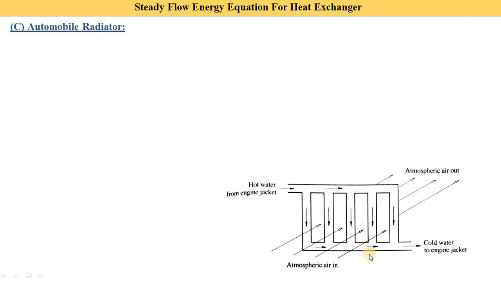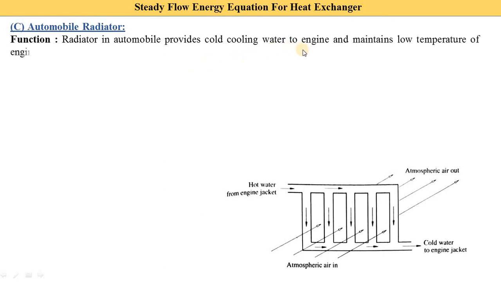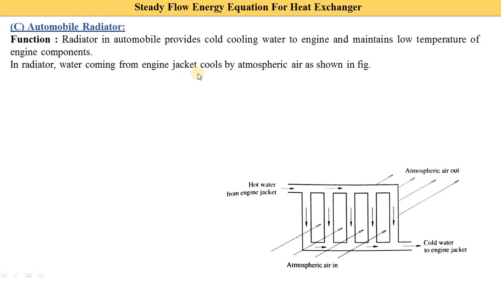So this air with high velocity passes through the radiator and absorbs the heat, and the temperature of the hot water is reduced. This cold water from the radiator is again supplied to the engine jacket, and the atmospheric air goes out at a higher temperature. So these are the basic functions of the radiator. The radiator in an automobile provides cold cooling water to the engine and maintains a low temperature of the engine components.